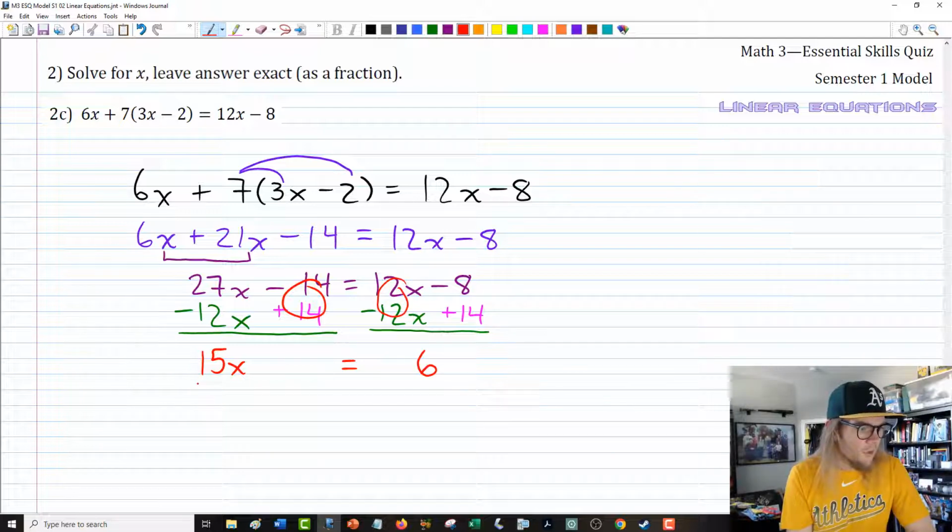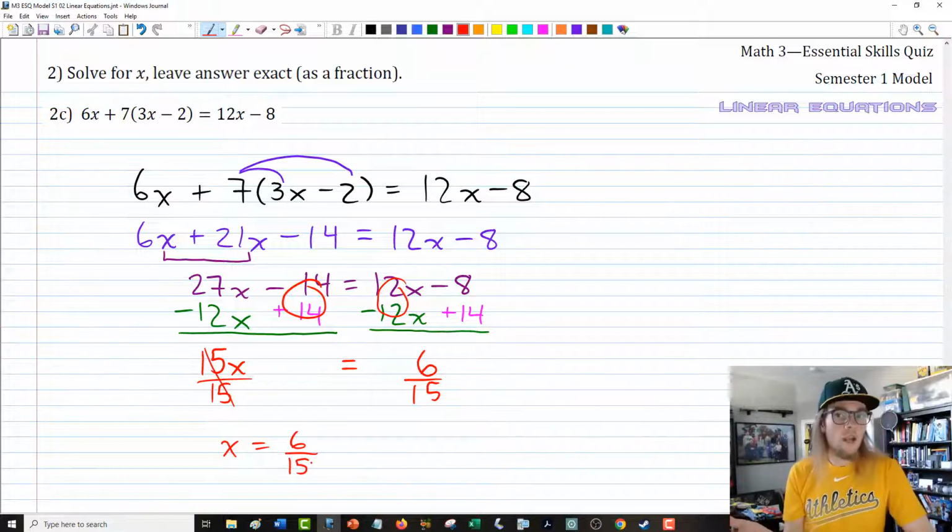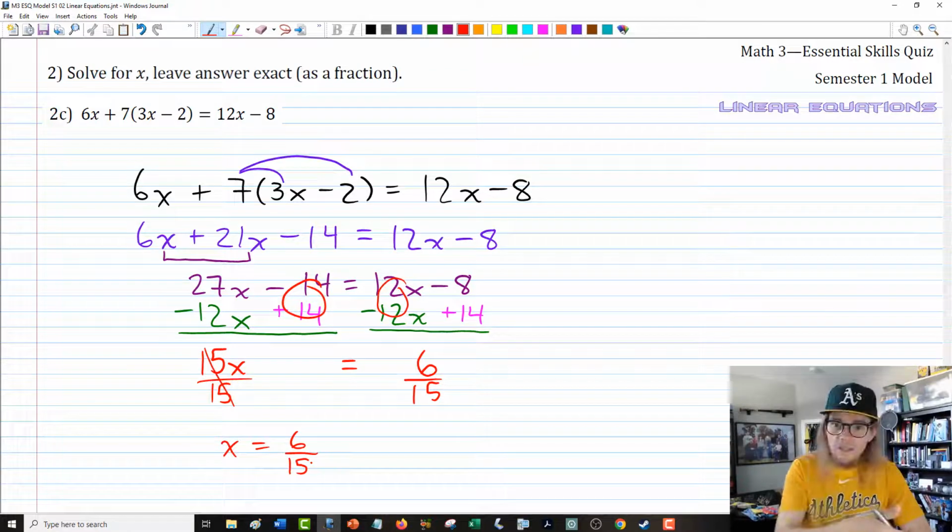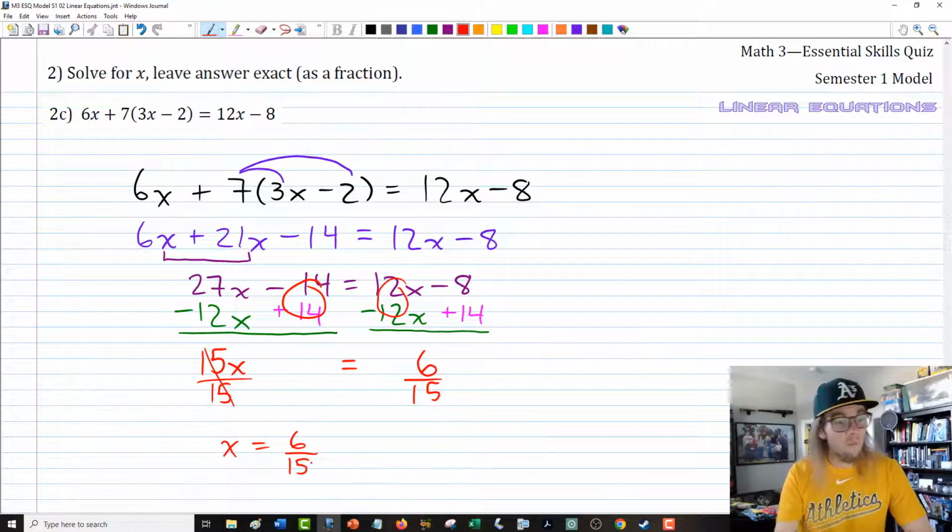Now from here, we can divide both sides by 15. And it's going to be a little bit interesting in this case. So the 15s divide out, make a 1. That's going to give us x equals 6 over 15. Now 6 over 15 is correct. It is an exact answer, and it's in fraction form, but it's not in simplest form.